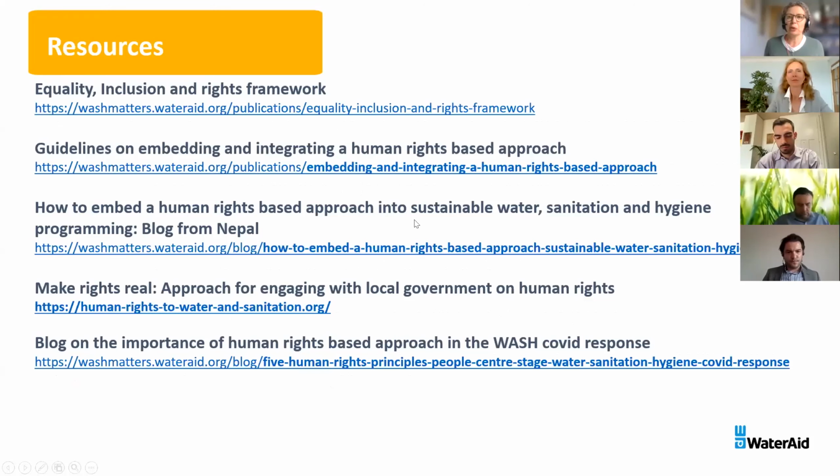We have a number of resources and links here to our equality, inclusion and rights framework, which explores the issues of power which are really inherent in a rights-based approach. We have our guidelines on embedding a human rights-based approach, a blog which is a really nice example from Nepal, Make Rights Real, which is a coalition of organisations engaging with local government specifically on human rights principles, and then another blog on a human rights approach in the COVID response and WASH. So lots more to read, and look forward to any questions.